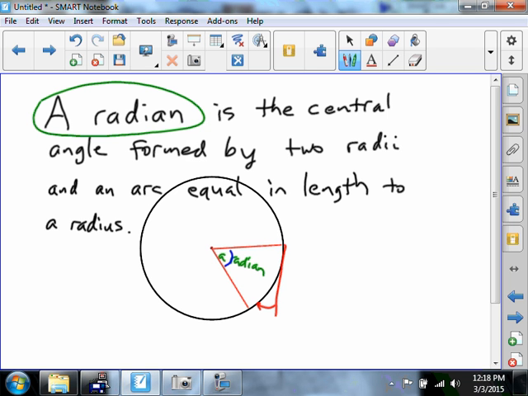And you're probably saying, well, what does that have to do with the unit circle? Not much. It is another unit of measure that we're going to use to study the unit circle, but does anybody know how many degrees that is? How many?